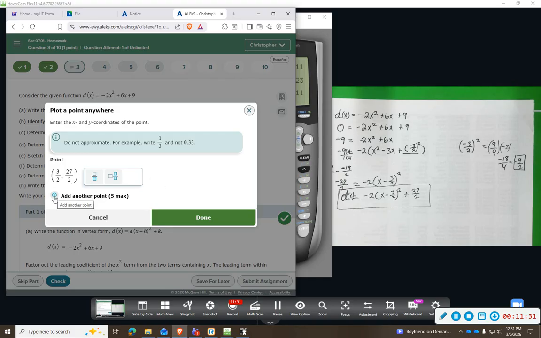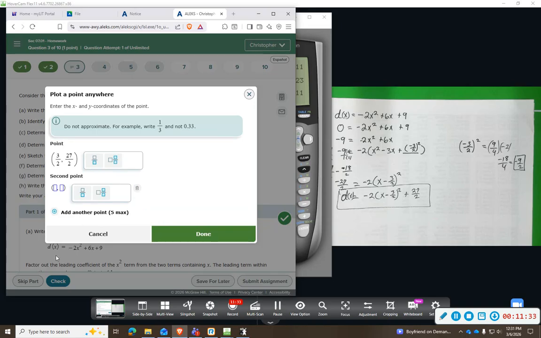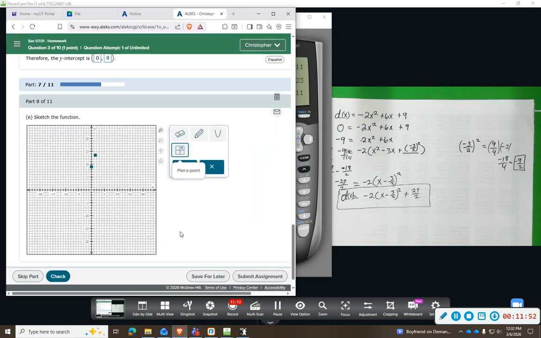I'm going to add another point. The other point I'm going to add is going to be my x-intercept, or I can probably do my y-intercept. My y-intercept was (0, 9). So let's say 0 and 9. That might be good enough with 2 points because it understands what we need. Okay, so my vertex and my y-intercept. We're going to graph it.